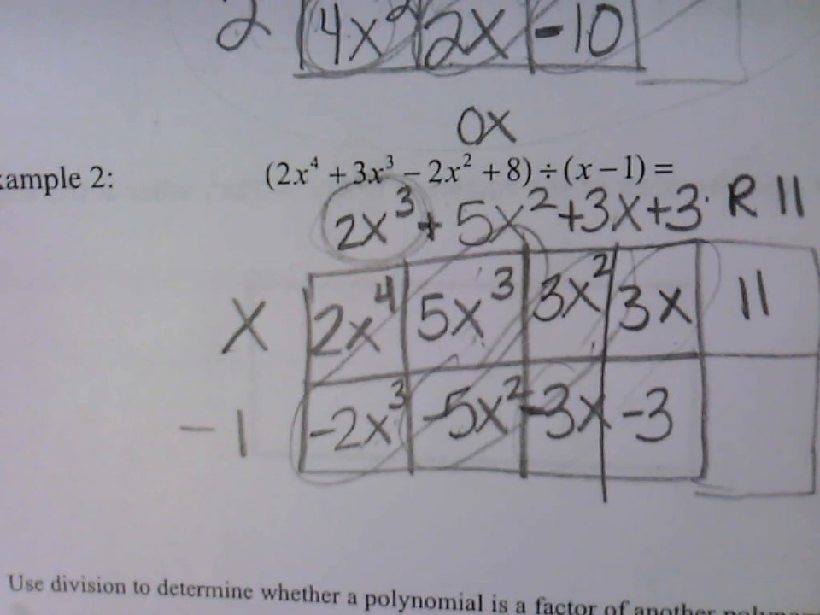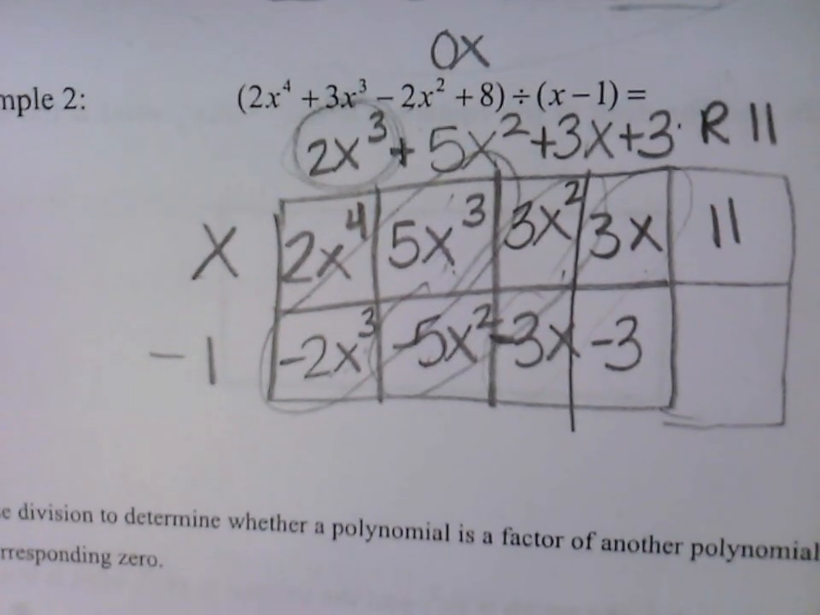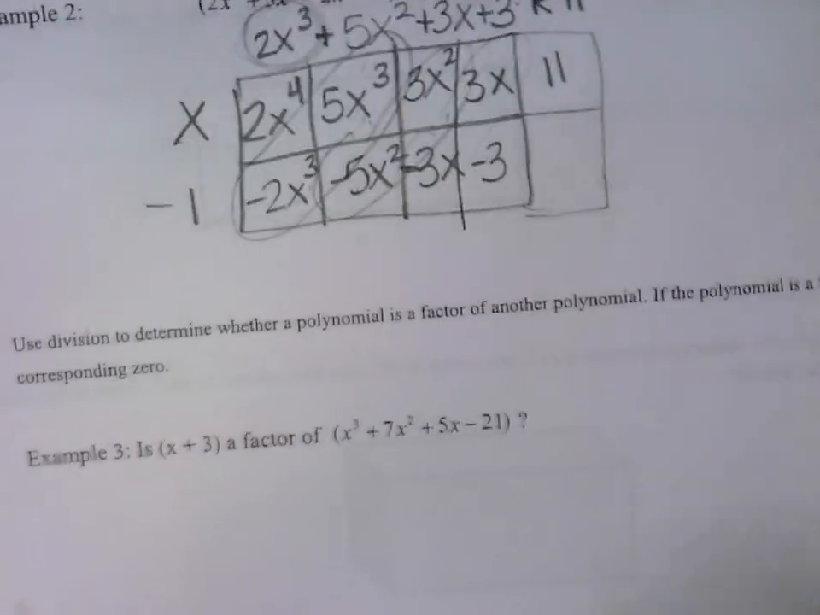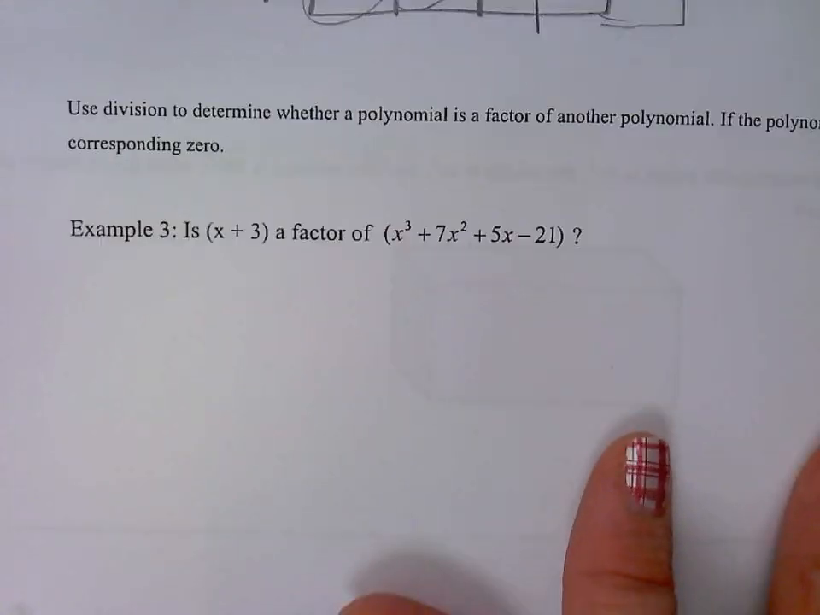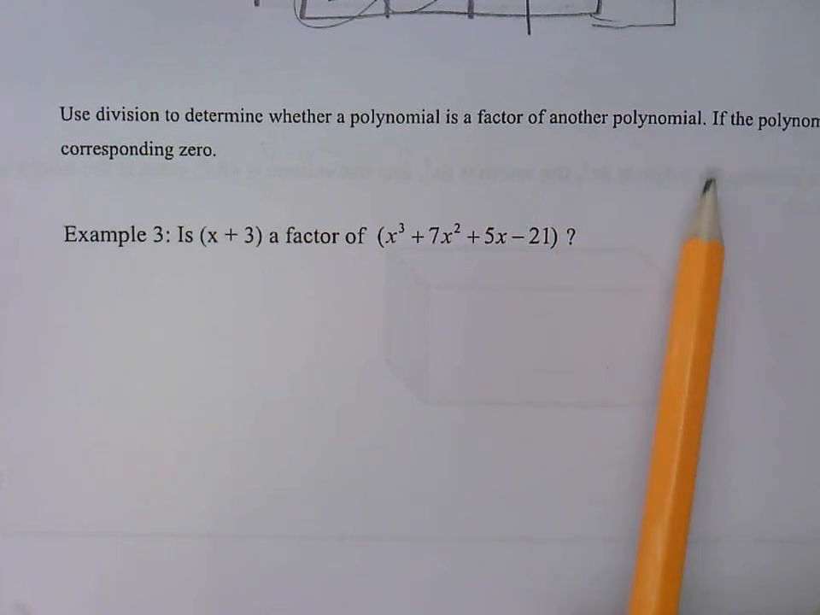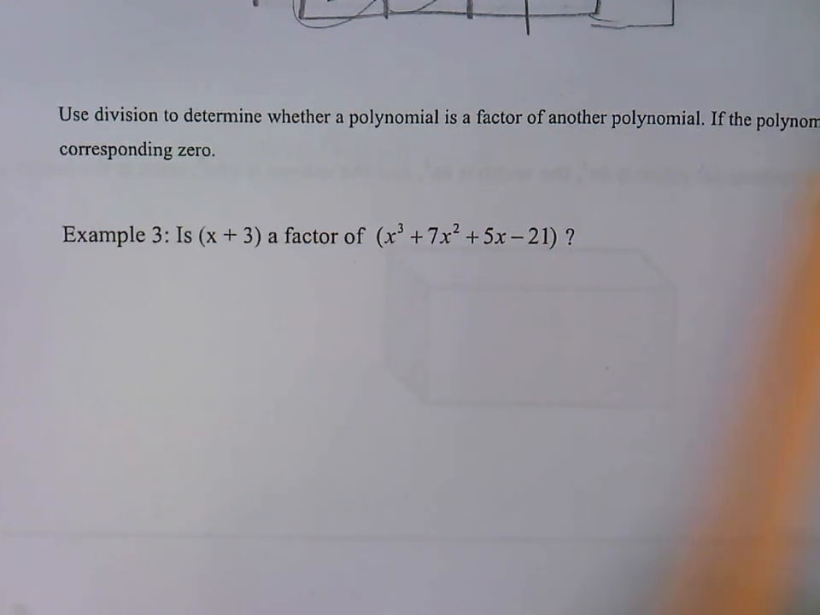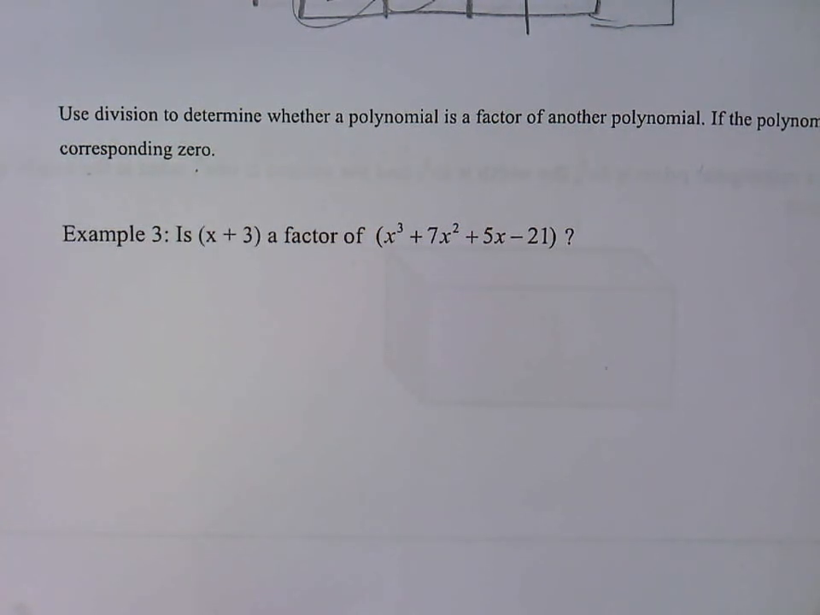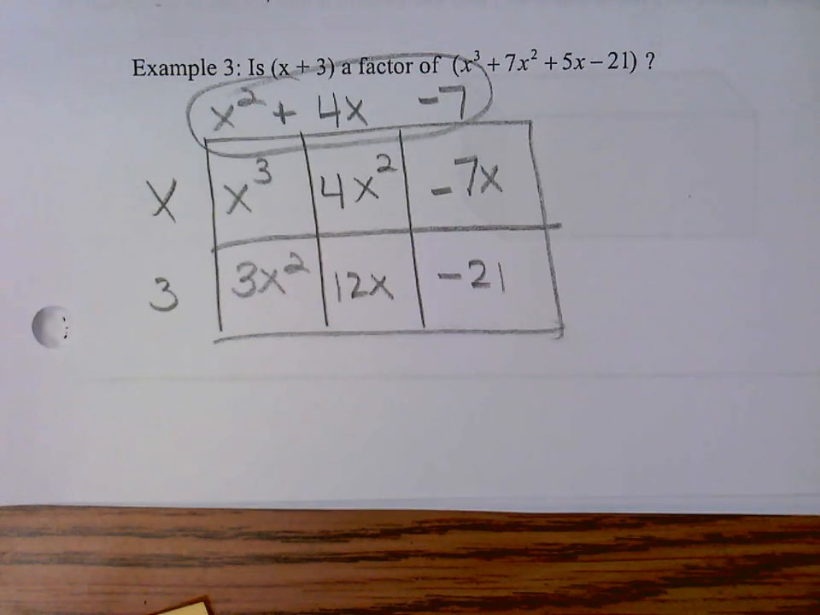All right, I would like you to try example 3. The question is, is this a factor? So basically they want to know, do you end up with a remainder or not? So you're trying example 3, do the division, and then it says, if the polynomial is a factor, find the corresponding 0, or find the corresponding x-intercept. So why don't you take a minute to try that one, and I can walk around and maybe help you. Leave it up for a second, and maybe you can check.